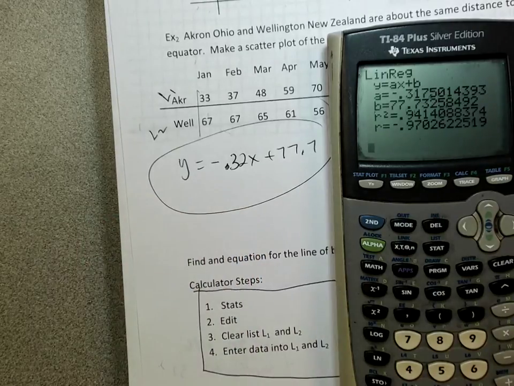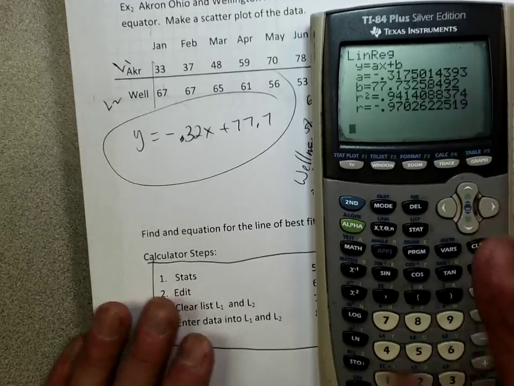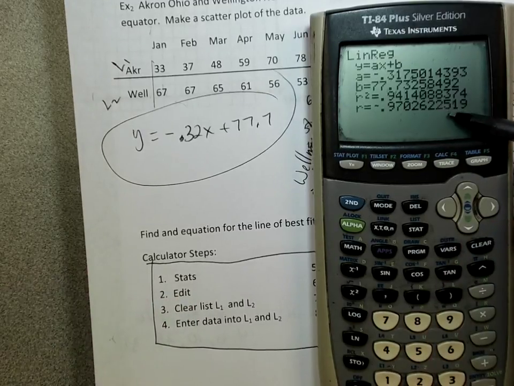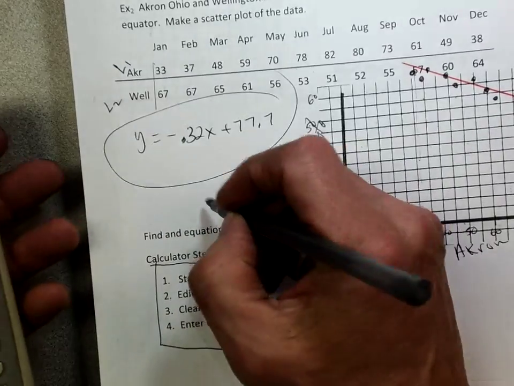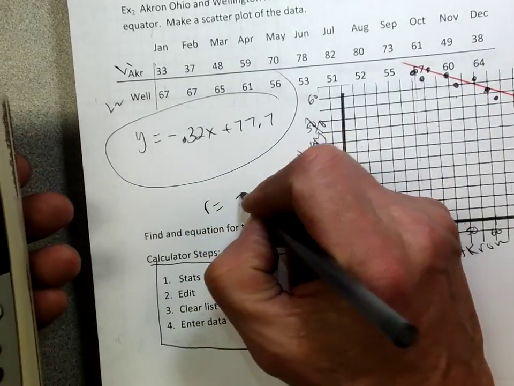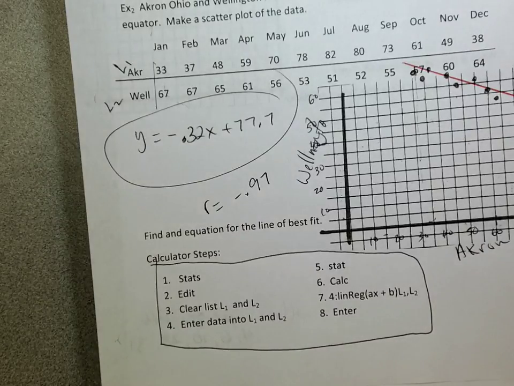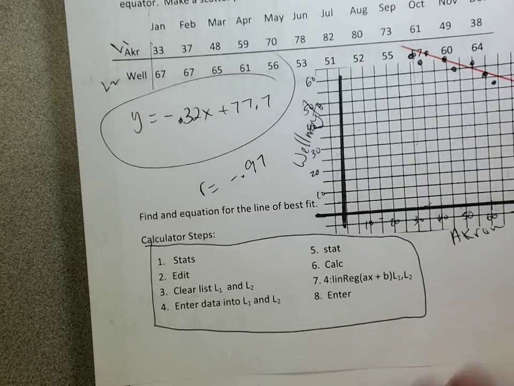Now, how good is my data? So what's the correlation coefficient? It's the R. It is negative because the line does go down. So my correlation coefficient, R, is equal to negative 0.97. So it's saying really like 97% of the dots line up, okay? So 0.97 is a good correlation, all right?